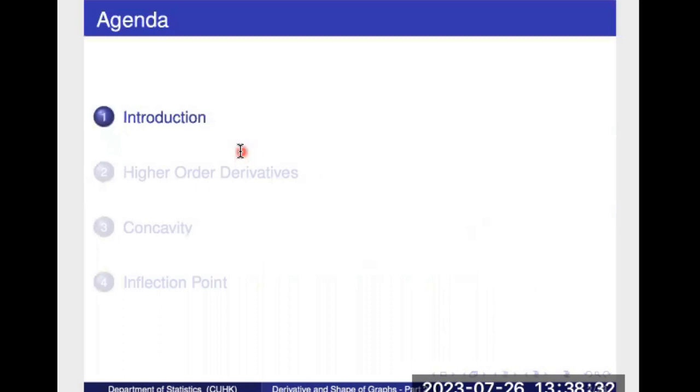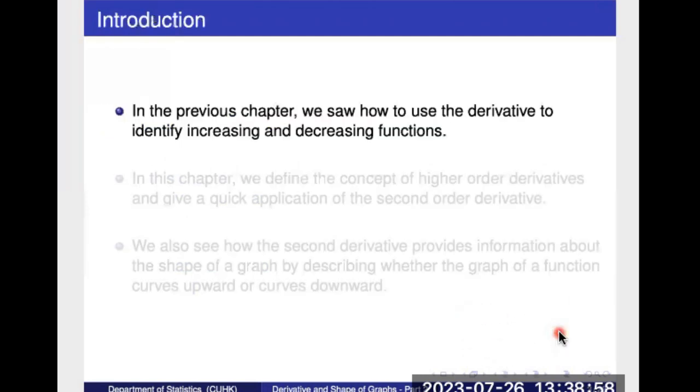Let me briefly walk through the main points we'll cover today. First, I'll define higher-order derivatives and demonstrate how to compute them through some illustrative examples. Next, we'll explore the idea of concavity and I'll show you how to use the second derivative to test for concavity. After that, we'll discuss inflection points and I'll explain how to locate them using the second derivative. Finally, I'll summarize the key takeaways and conclude the presentation.